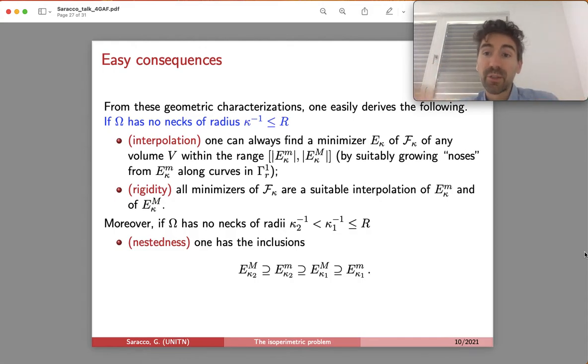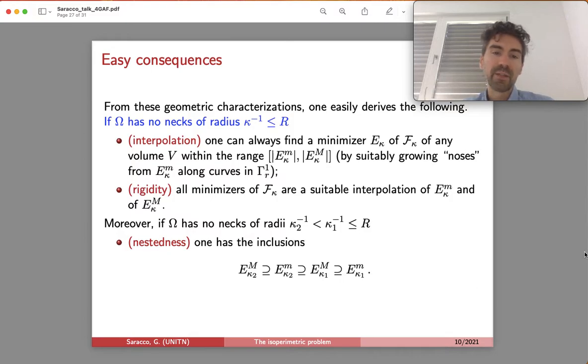So you can interpolate. And actually, we can prove that any minimizer of the energy is one of all these possible interpolations. So we really have a characterization of all minimizers of this energy at fixed kappa. And this is what I call the rigidity.